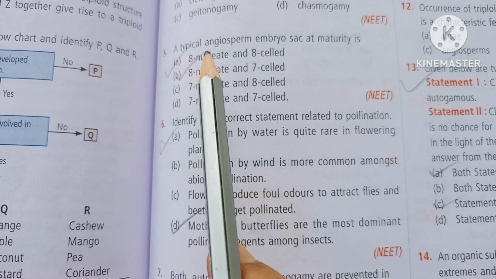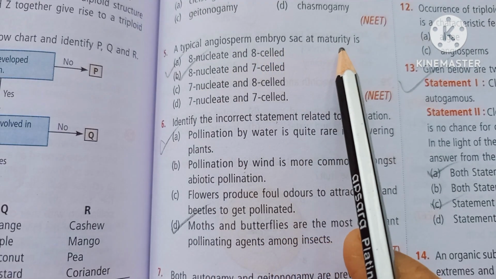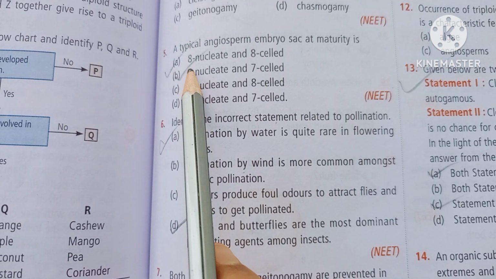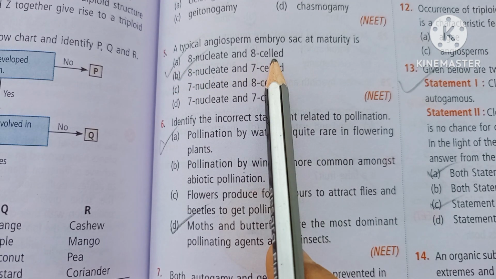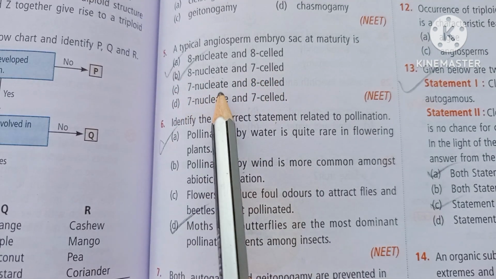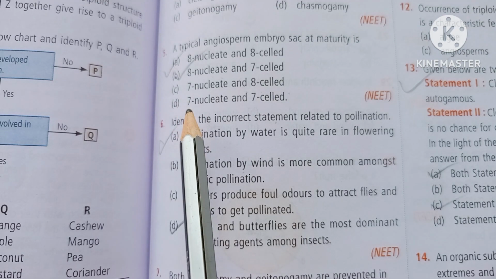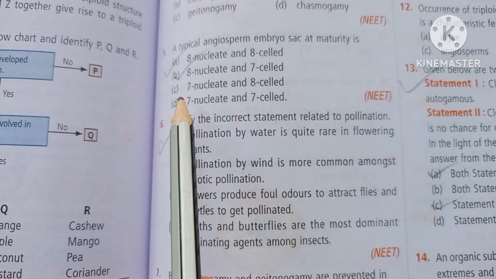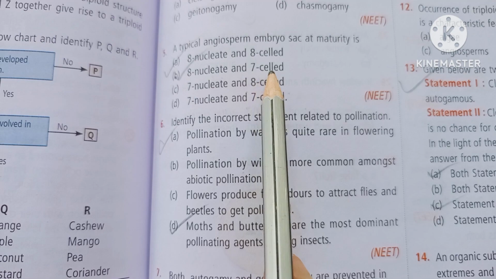Next, a typical angiosperm embryo sac at maturity is A. 8 nucleate and 8 celled, B. 8 nucleate and 7 celled, C. 7 nucleate and 8 celled, D. 7 nucleate and 7 celled. Right answer B. 8 nucleate and 7 celled.